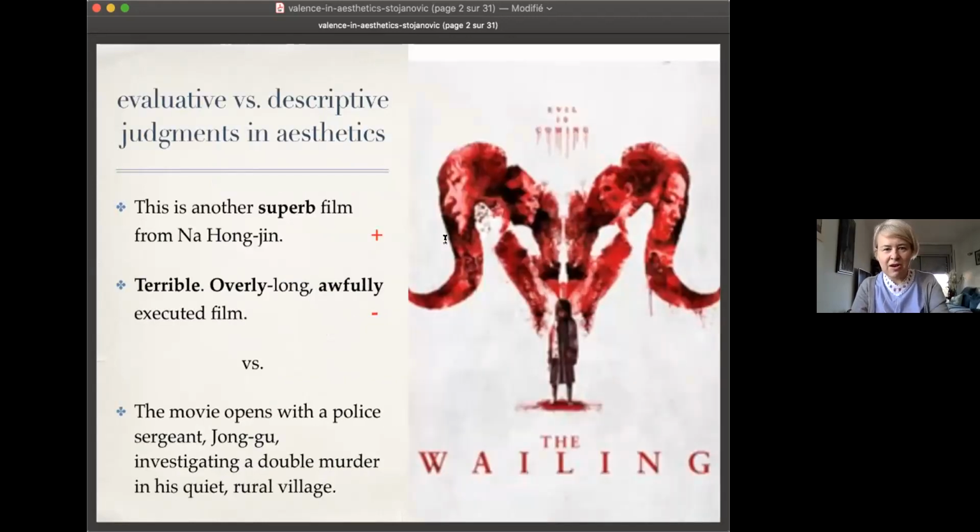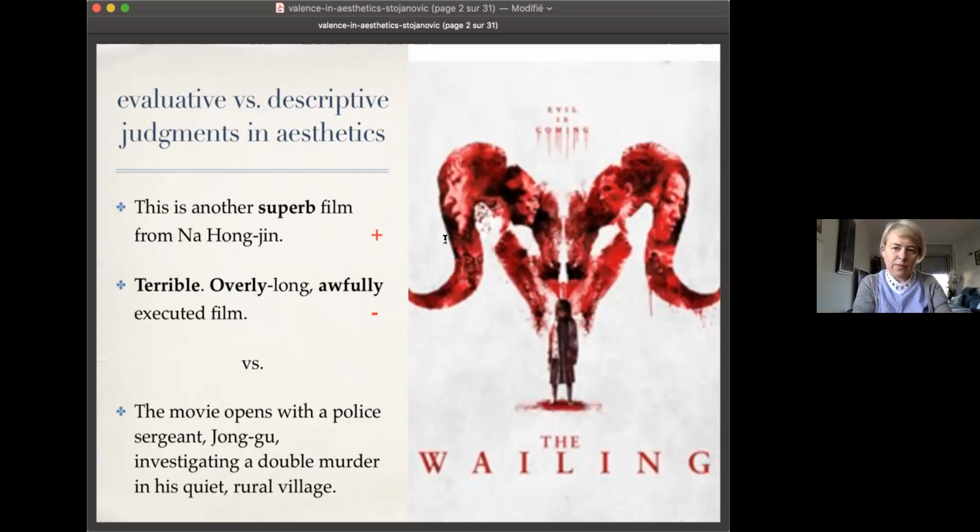So here, let me start with an example just to get situated about the kind of things that we'll be interested in. In philosophy, as I'm sure many of you are aware, there is a distinction between facts and values, which corresponds at the level of language to the distinction between evaluative and descriptive language, evaluative and descriptive statements. So here is an example. This is about Nahon Jin's movie The Wailing from a couple of years ago.